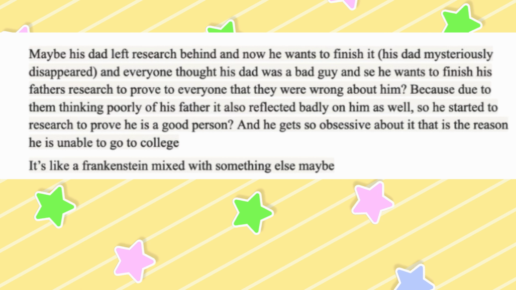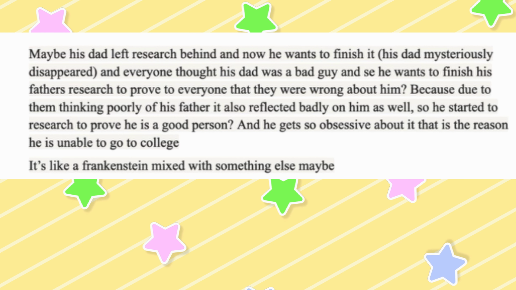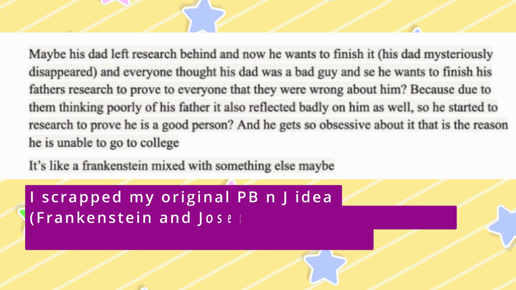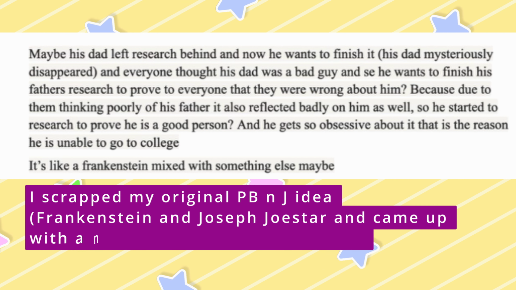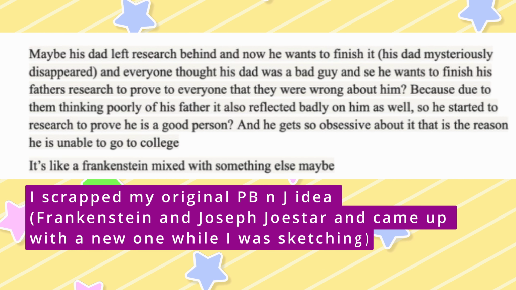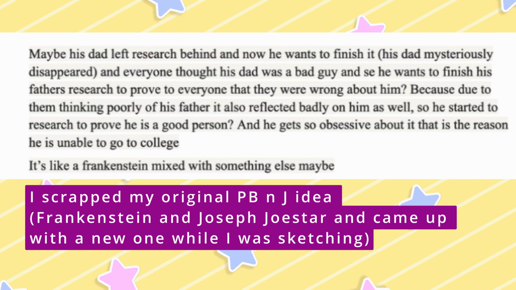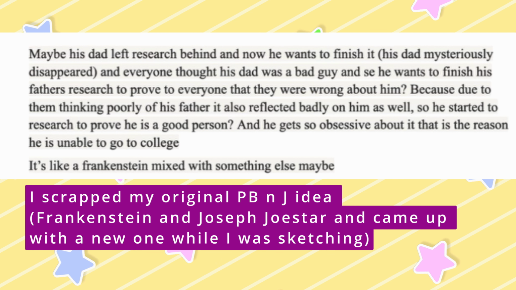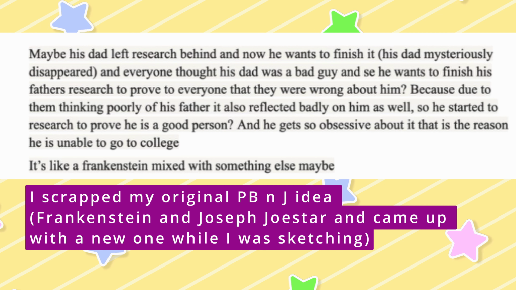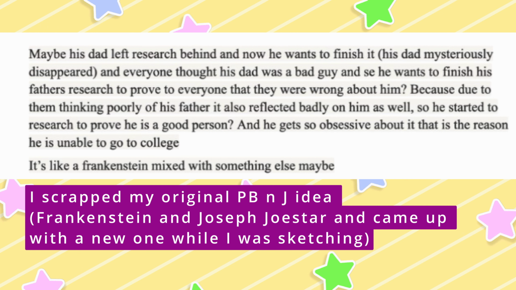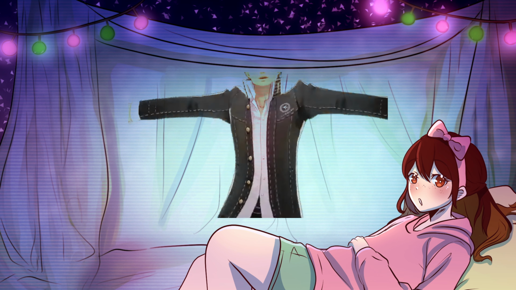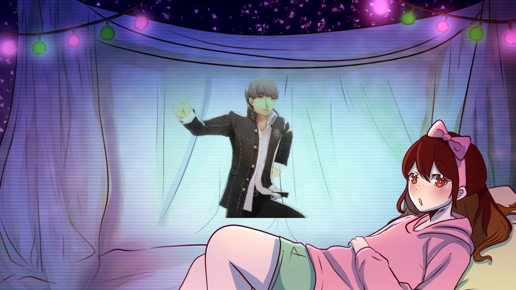He gets obsessive about it, and that is the reason that he's unable to go to college, because he says he wants to get into medicine, but it said that he decided not to go to college. So I thought that maybe that could give a good reason on why he's not going to college. And I had an idea to mix him with an element of Victor Frankenstein mixed with something else. And so the peanut butter and jelly that I decided for him, it's not the strongest peanut butter and jelly, I'll say that. But I wrote medicine scientist, or just scientist in general, mixed with tennis player.